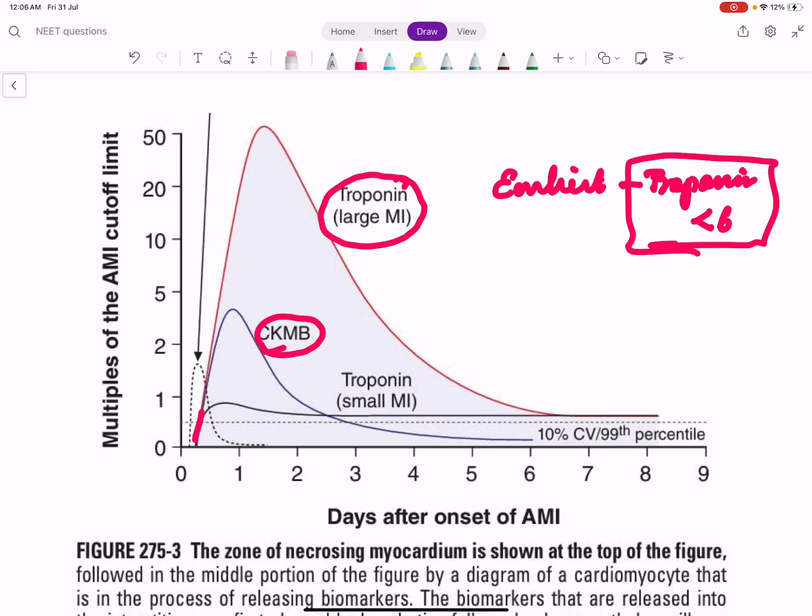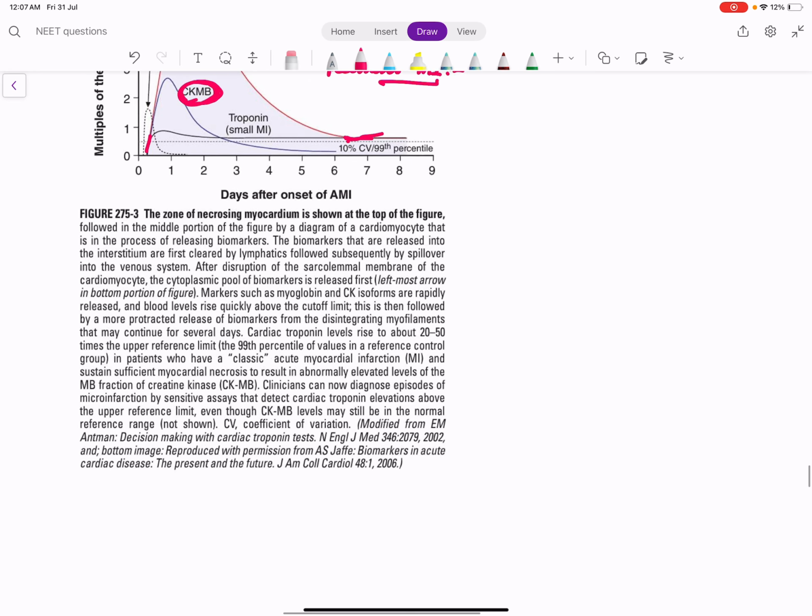But troponin takes a long time to settle. It takes a long time to disappear. So in case of recurrent MI, we cannot send troponin, because if troponin is high, it doesn't mean the patient is having a reinfarction. In that case, CKMB is the best option. So this is the cardiac enzyme which we send.